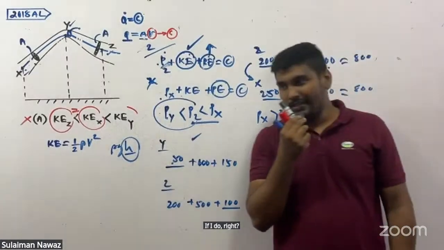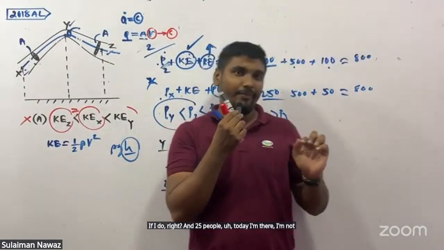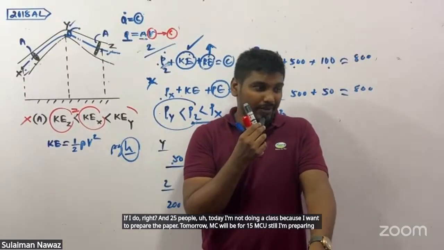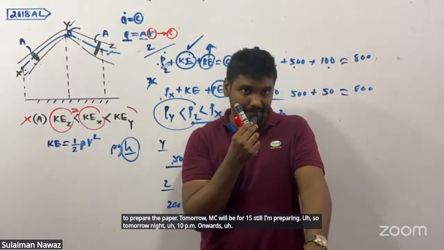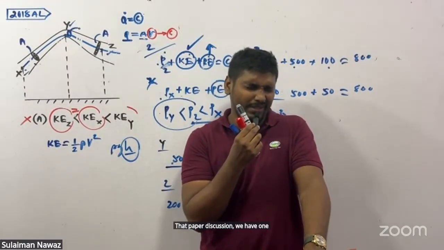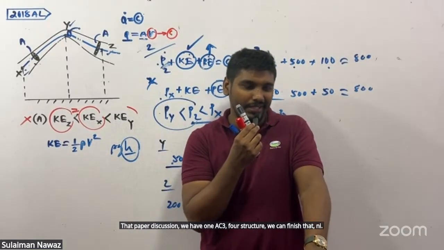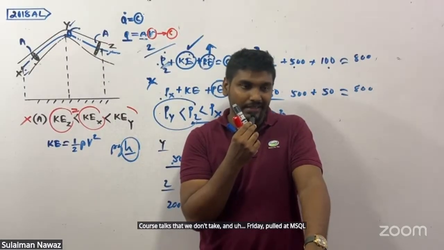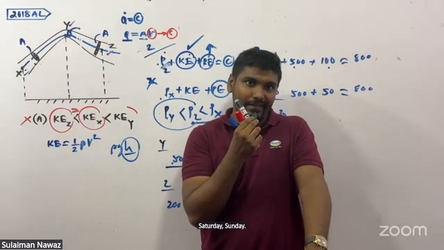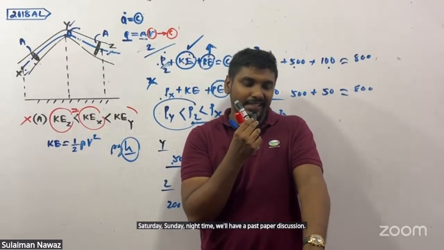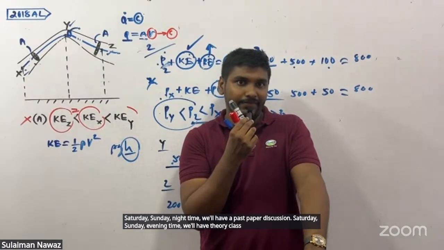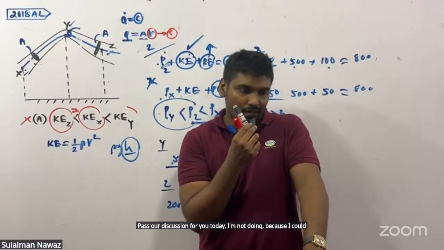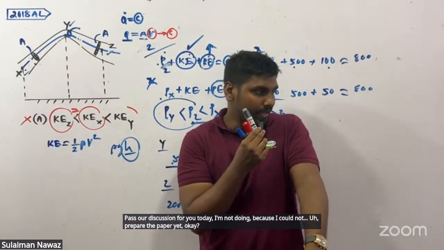And 25 people. Today I'm not doing the class because I want to prepare the paper tomorrow. MCQ paper, 50 MCQ. Still I'm preparing. So tomorrow night 10 p.m. onwards, we have paper discussion, one essay, three, four structure. We can finish that. Friday full MCQ discussion is there. Saturday, Sunday night time we'll have past paper discussion. Saturday, Sunday evening time we'll have theory class. Today I wanted to do a paper discussion for you, but I'm not doing it because I could not prepare the paper yet.